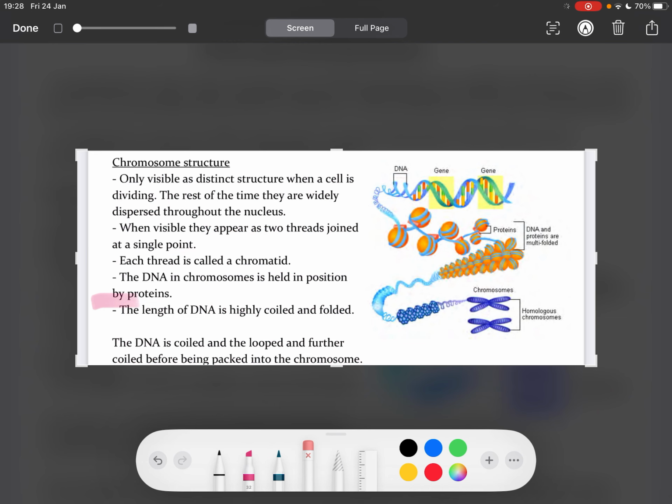I feel the chromosomes are basically my enemies for some reason, but they're not. They're actually very nice. Anyways, chromosome structure.